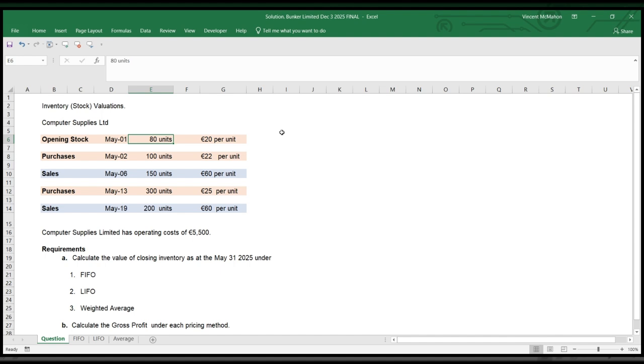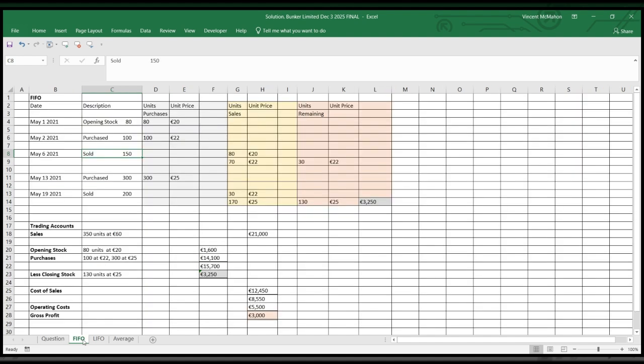Okay, we'll have a look at FIFO, first in, first out. Transactions, we had 80 to start, cost €20. We purchased 100, cost 22. We sold 150. We sell the oldest stuff first, 80 units. Our sales sold 150, therefore we need another 70. They're at the €22, which means what we have left, we've 30 left at 22.